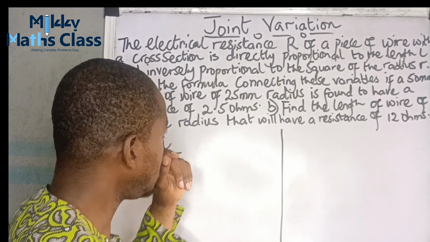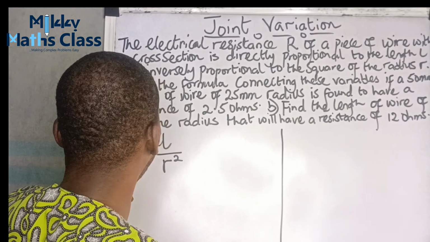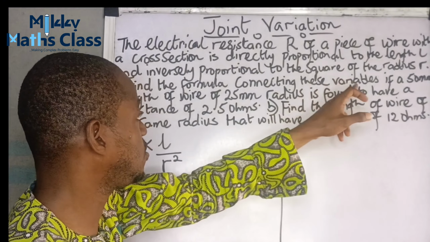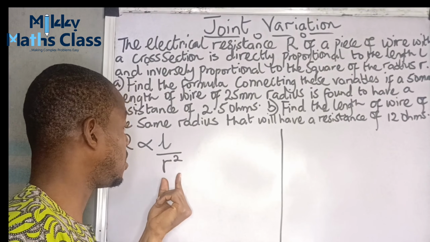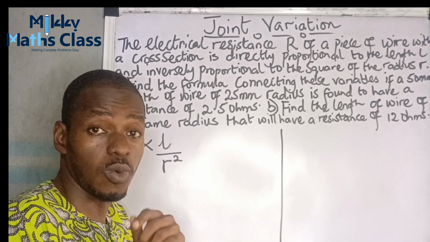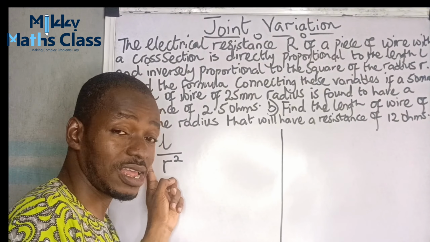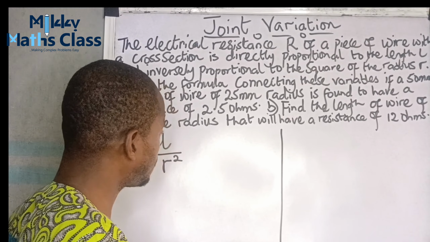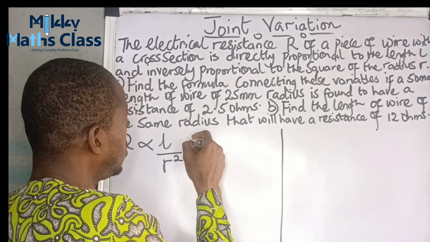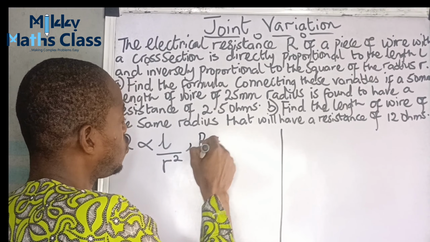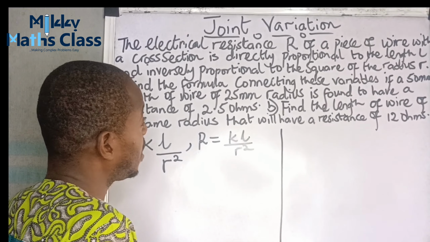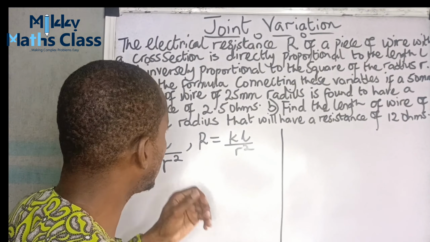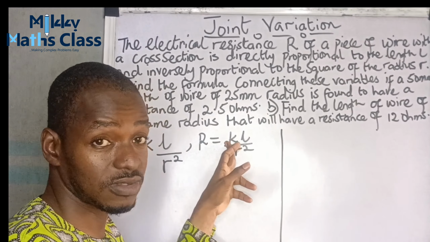Now, the next thing we'll do, it says find the formula connecting these variables. Find the formula connecting resistance, length, and the radius. So what do we do? We remove the proportionality sign and introduce the constant of proportionality, just like we have been doing. So our R will be equal to KL over R squared. Now let's find the formula connecting them by looking for the constant.